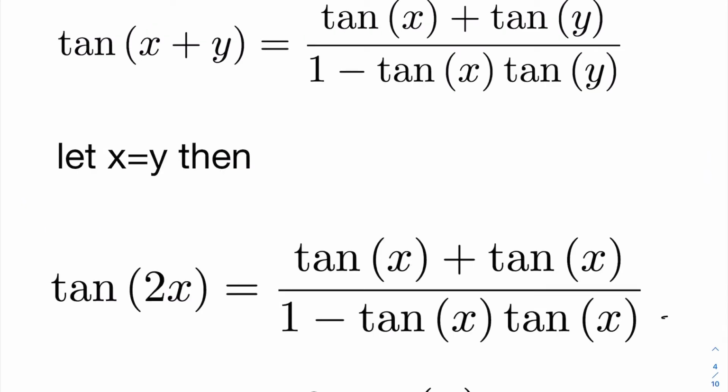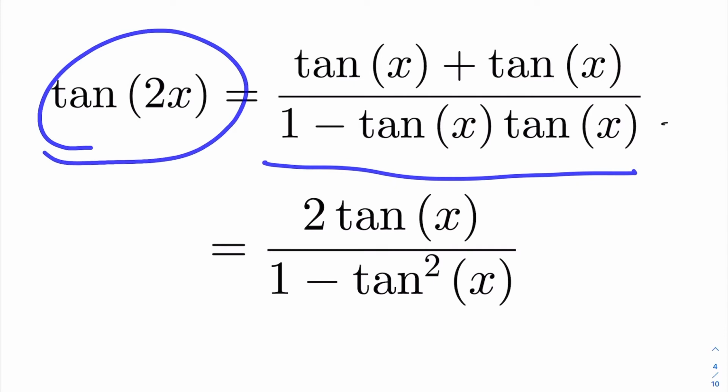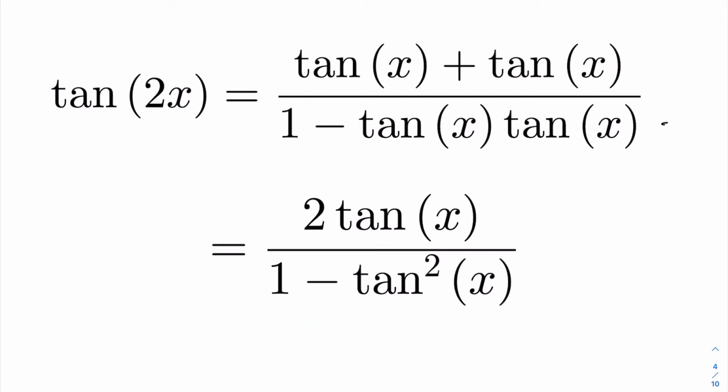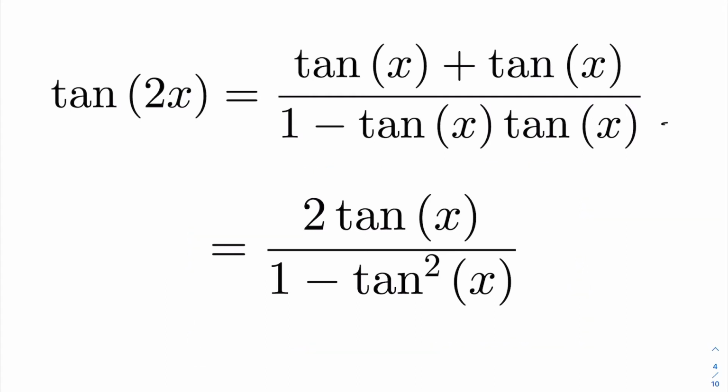In the next example, we have the tan of x plus y formula. As you know, it's tan x plus tan y over 1 minus tan x times tan y. If you let y equal x, we end up getting the tan of 2x, obviously. On the right-hand side, we get tan x plus tan x over 1 minus tan x times tan x. After simplifying, we have generated our tan of 2x formula. So the tan of 2x can be written as 2 tan x over 1 minus tan squared x.